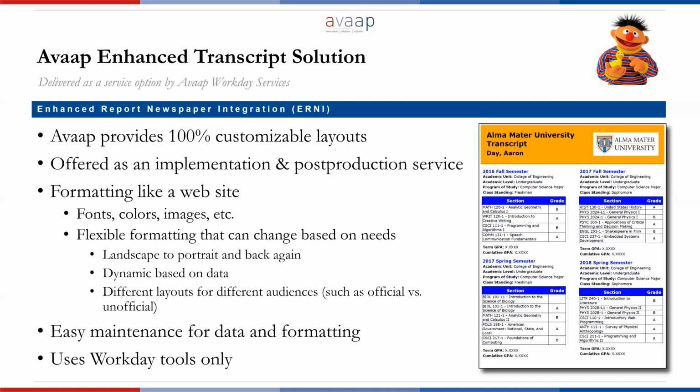The Avaap solution is dynamic, so it can respond to the data it receives and format accordingly. For example, if we want to go from portrait to landscape and back again in a single student's transcript, we can. It's easy to maintain for the institution, so if there are any changes that are required to keep the transcript up to date or with the times, those are easy for the institution to maintain. It's also worth mentioning that while this solution isn't provided directly by Workday, it only uses Workday tools, so you're not having to contract out to a developer just to maintain your transcripts.